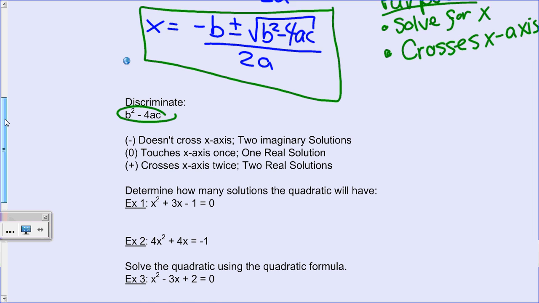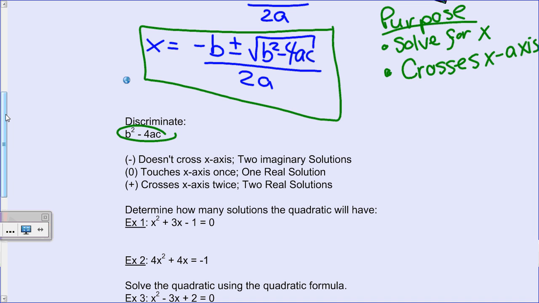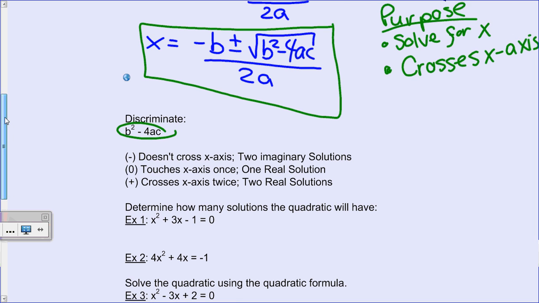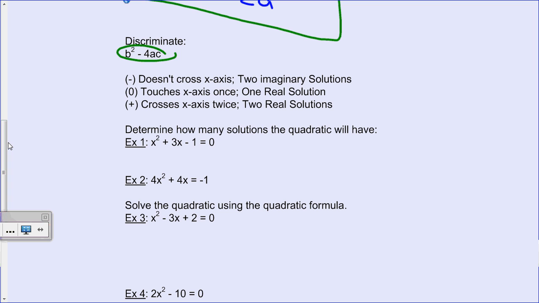Now, if you think about that, b squared minus 4ac is inside of the square root. So if we have a positive inside the square root, it will tell us that we have a positive number. It will come out with two answers, and it will cross the x-axis twice. Maybe it will look like this. Maybe you want to draw that picture down.